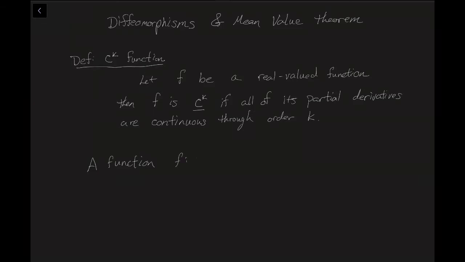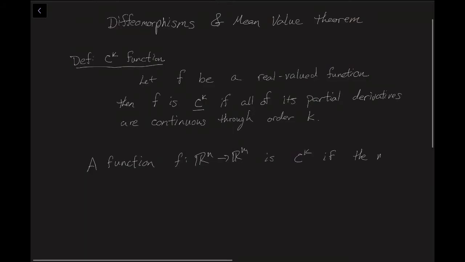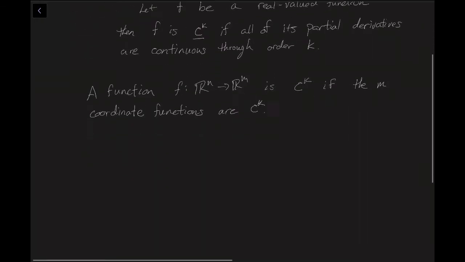Now, a function is also C^k if it's a function from R^n to R^m, if it is C^k on all of its coordinate functions into R^m. So, in other words, a function is C^k if the m coordinate functions are C^k.